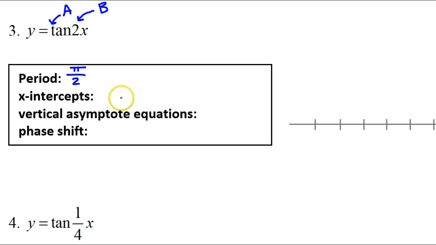All right, I like to do my x-intercepts after I look at the graph, same with the vertical asymptote equations, but the phase shift, there's nothing being added or subtracted inside here. There's no h value, so there is no phase shift. So I'm just going to go ahead and put none.